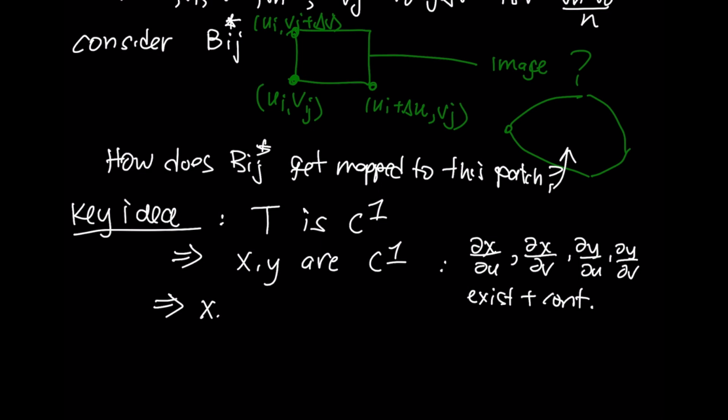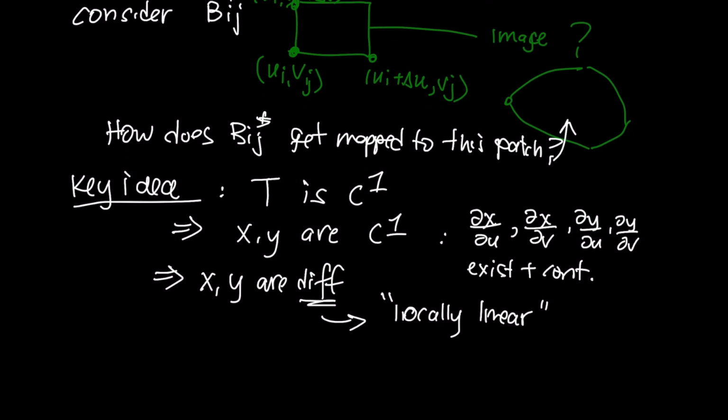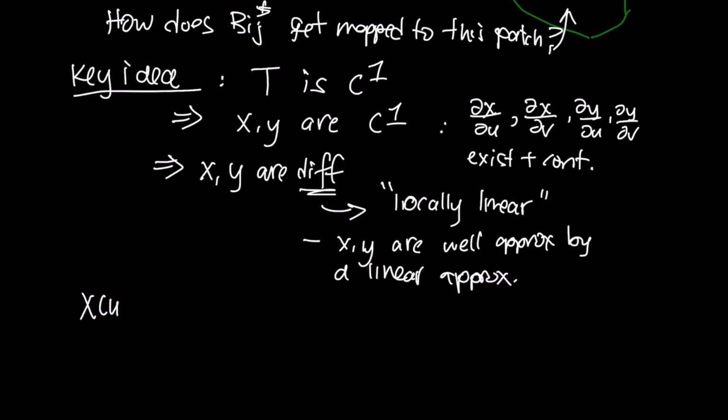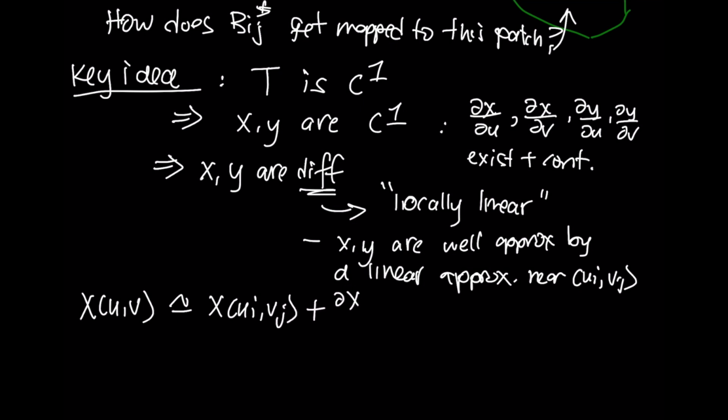If they are C1, that implies that both of these functions are differentiable. They are locally linear. Both of these functions, x and y, are well approximated by a linear approximation. So if we go back and consider a linear approximation for this function of two variables, we are going to base it near one of the corners of our box. So let's say ui and vj. That means that this function is approximately equal to this expression evaluated at all of these points.